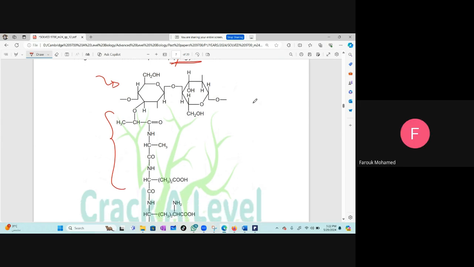Alpha, beta glucose. Excellent. This is beta glucose. Well done. We knew it from carbon 1. Hydrogen is below the ring. Very good. And this part of the molecule is amino acids. Excellent. How did you know? Because of the NH. Because of the nitrogen. Well done.